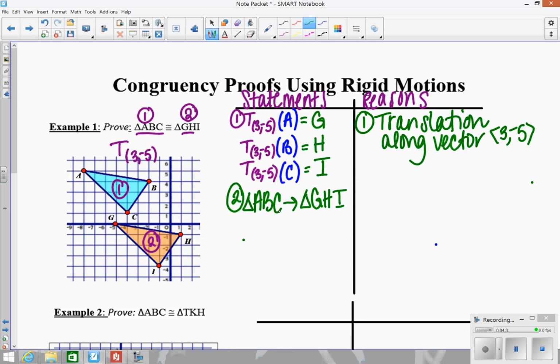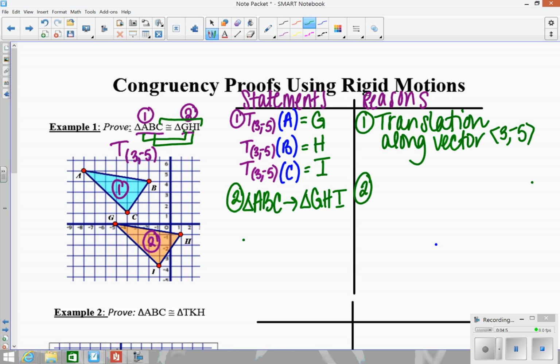And if you notice right here, it matches the order of the letters over on this side, which it always should. So A should always get mapped to G, B should get mapped to H, and C should get mapped to I, because the order over here is important for this. It's called a congruence statement, so that order is important.